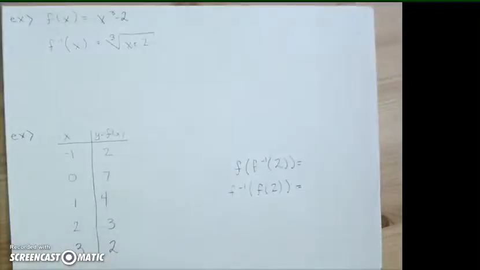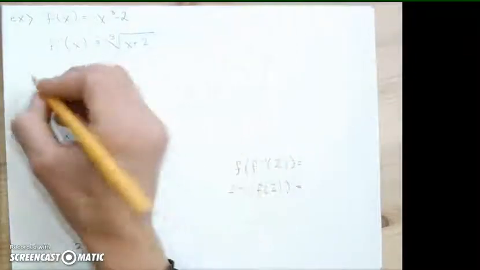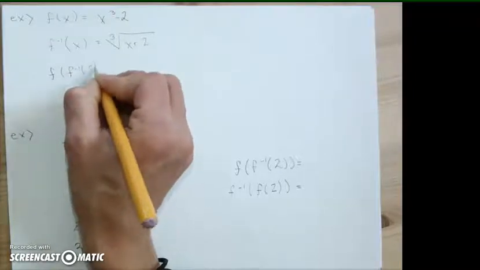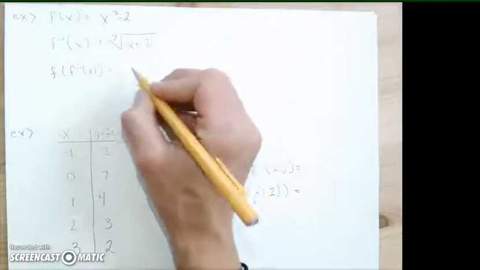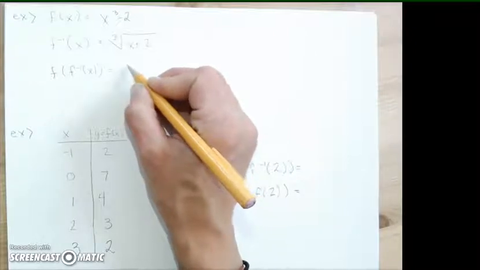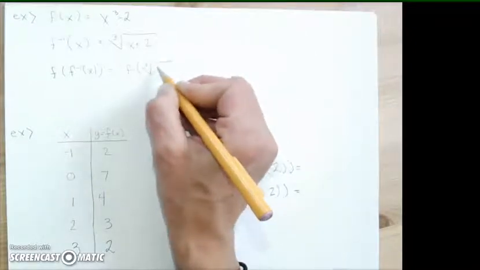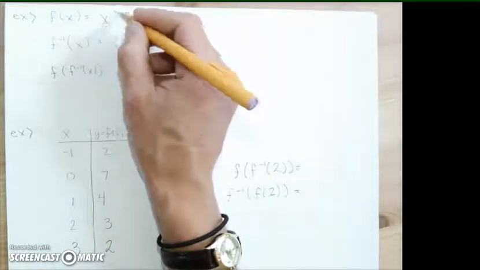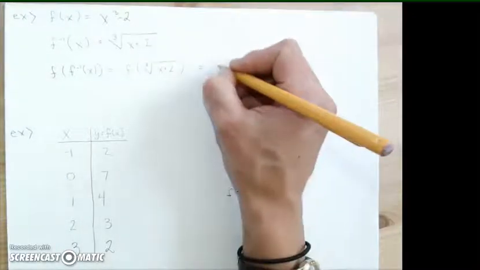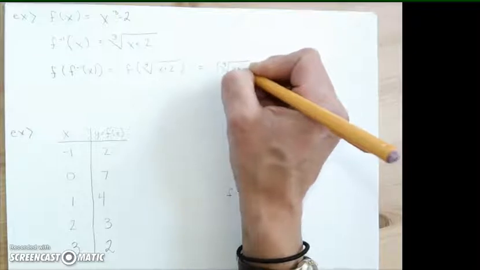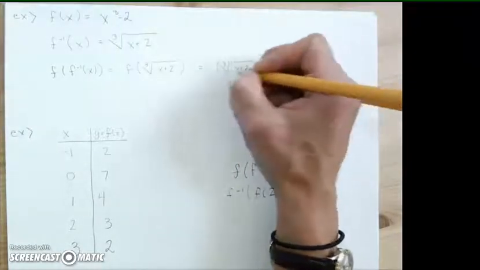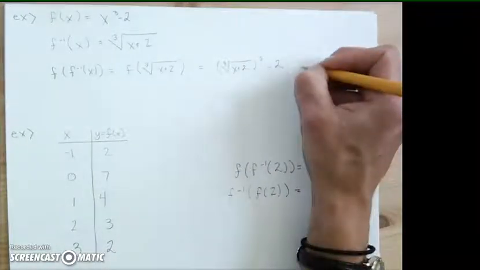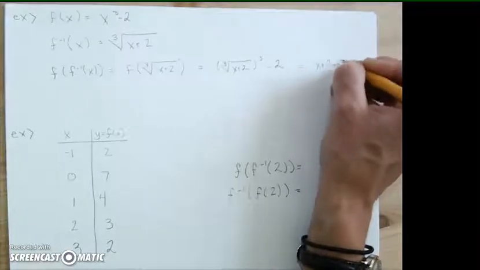That's all. So now if we try to compose these, f of f inverse of x should equal x. But let's do it. So I'm doing f of the cube root of x plus 2. And f is x cubed minus 2, so I plug this whole thing in for x. Get the cube root of x plus 2, cubed, minus 2. Now if I cube a cube root, those things undo each other. So this is just x plus 2 minus 2, which is x.